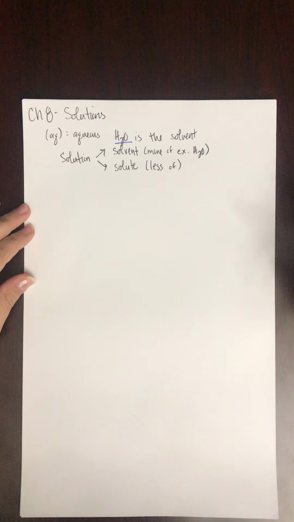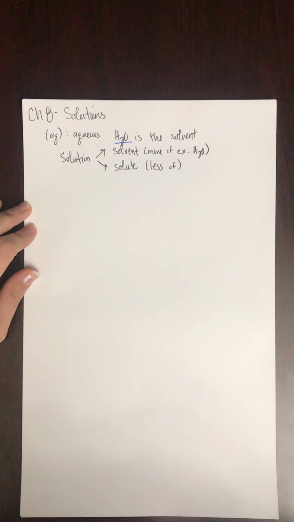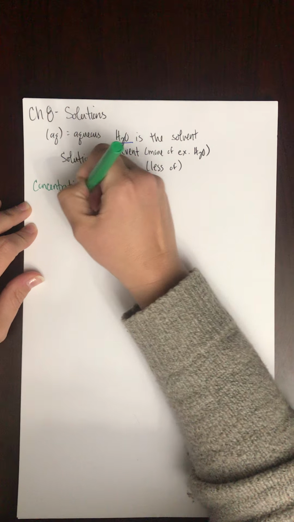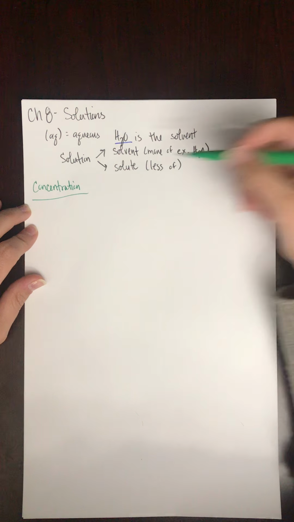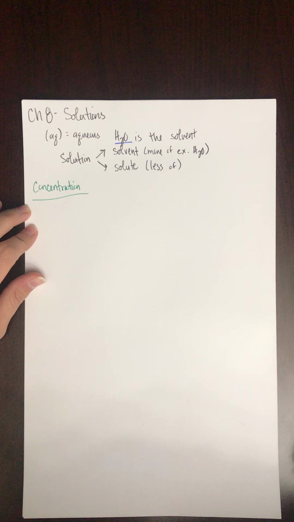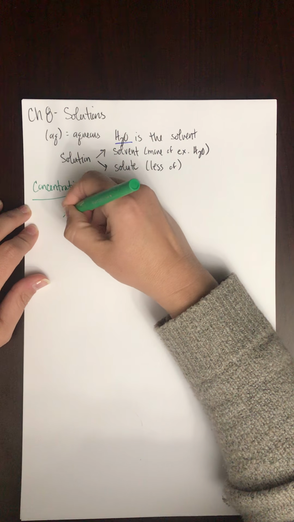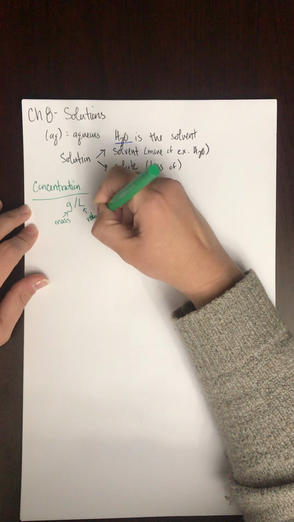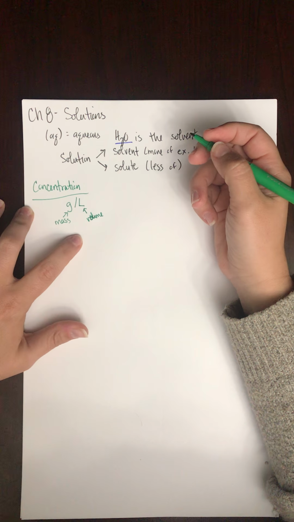So there are different ways to talk about solutions. One thing that's really important to know when you are talking about a solution is the concentration. The concentration tells you how much solute you have per solution. Sometimes we talk about concentration in grams per liter, which is a unit of mass per a unit of volume. This is the less common way that we will talk about concentration.